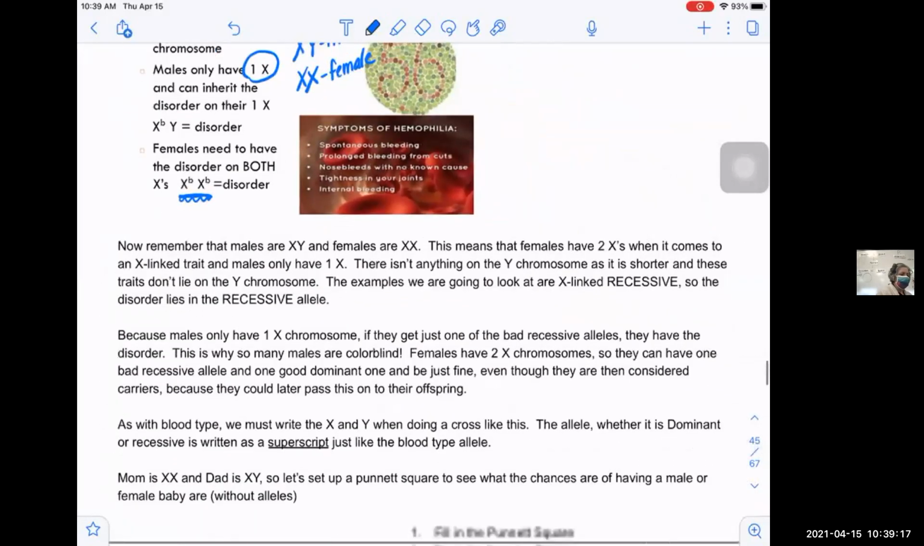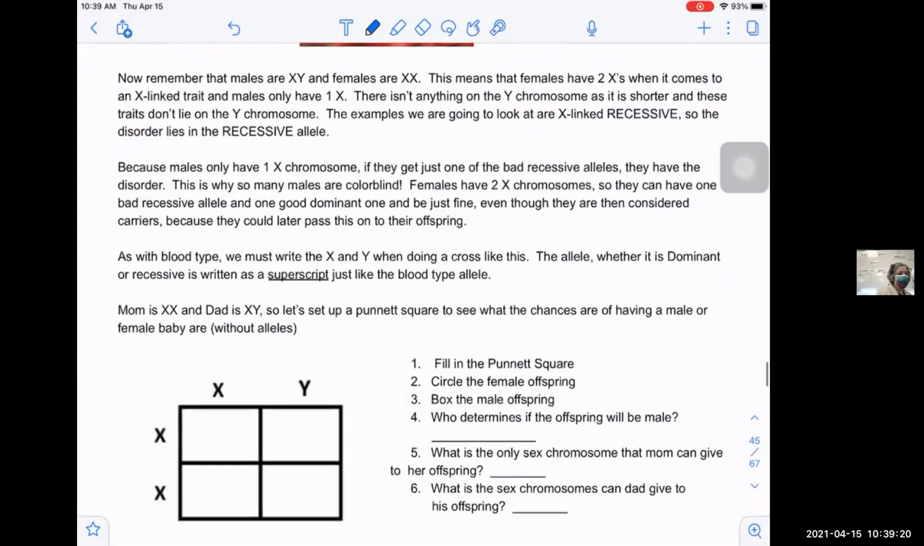All right, so there's a lot of writing here. I'm not going to go through all of this because I kind of am talking through it. The big thing to note is that there isn't anything on the Y chromosome. These traits are found on the X because the Y is shorter and these traits just don't lie on the Y chromosome. And all the examples we're going to focus on are X-linked recessive, meaning that the disorder lies in the recessive allele.